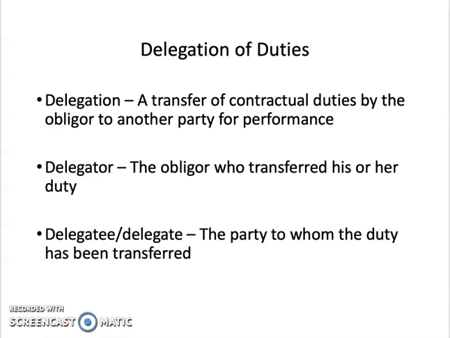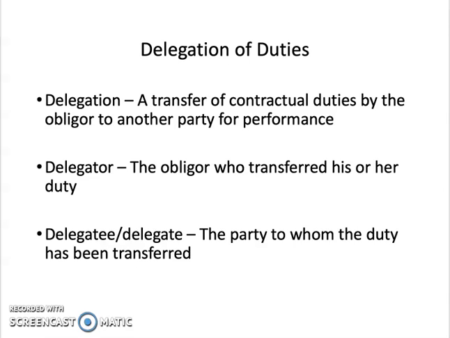In delegation, we have delegation, the transfer of the duties under the contract by the party who has the obligation to perform to someone else. The delegator would be the person who's transferring the duty, and the delegatee or the delegate, and both terms get used, the party to whom the duty has been transferred.